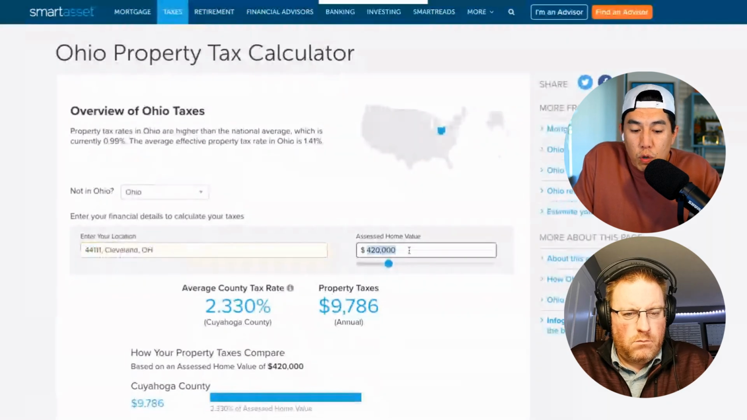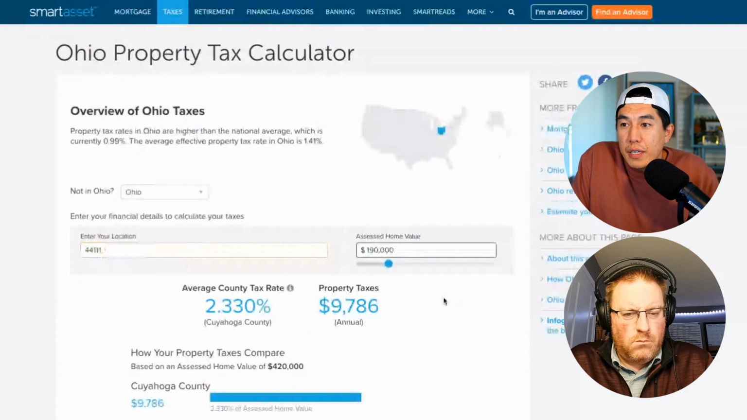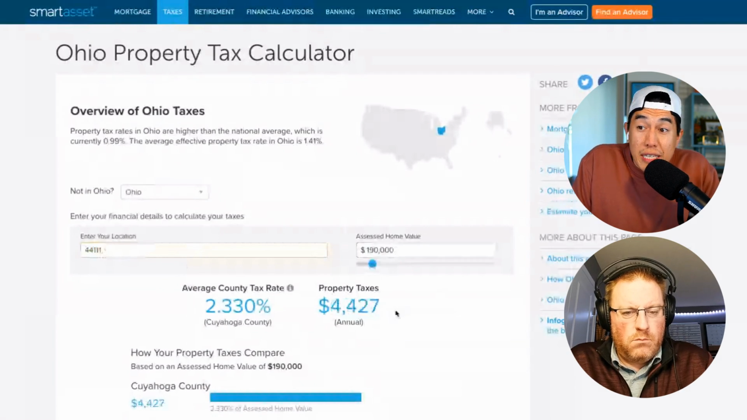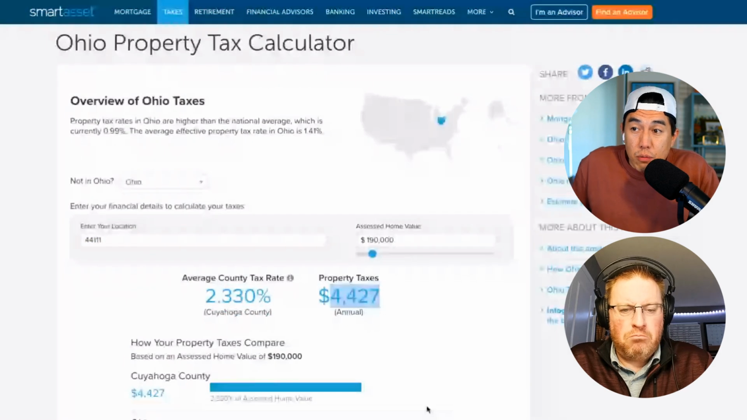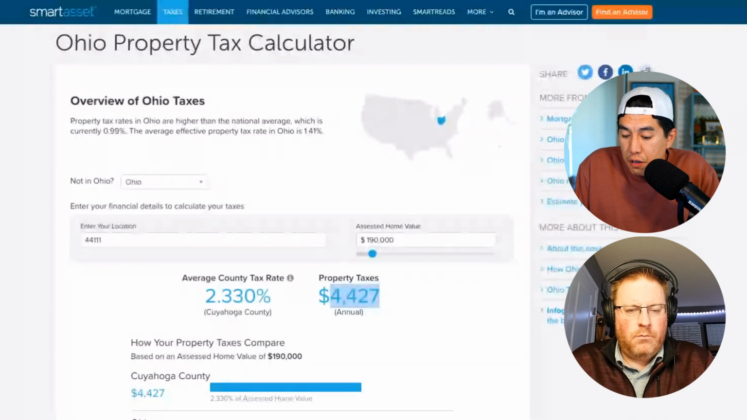And then we're buying this for $190,000, right? And it's going to tell you, so this actually is saying, look, this is at a reassessment, right? It's going to be $4,427 for the year, divided by 12.